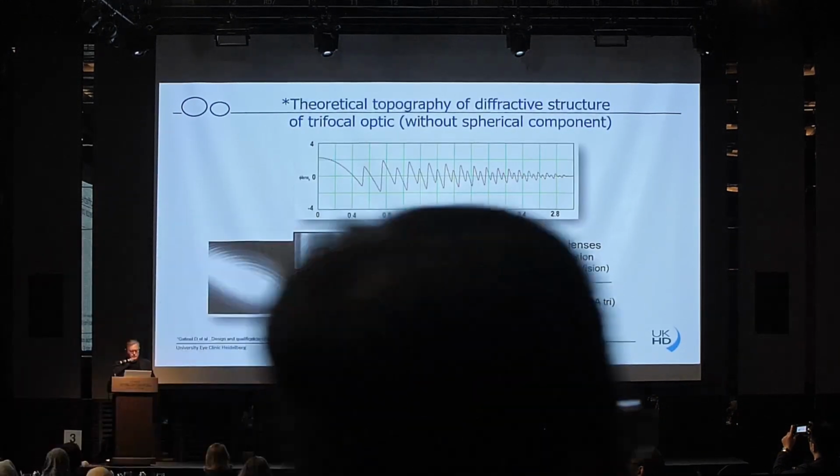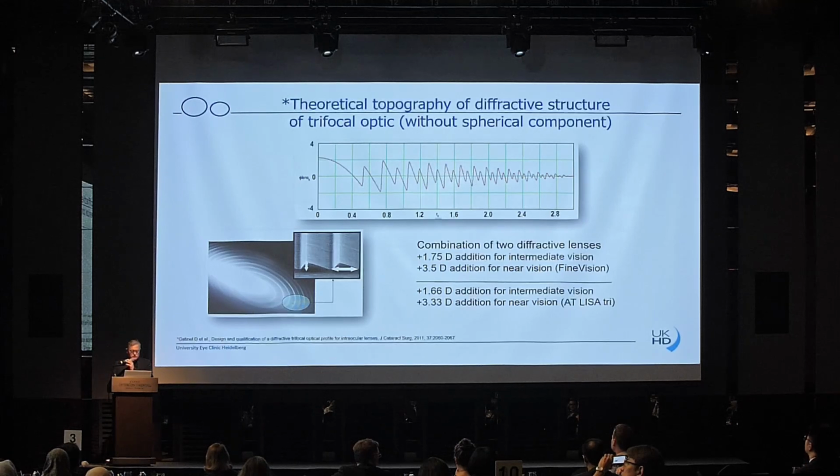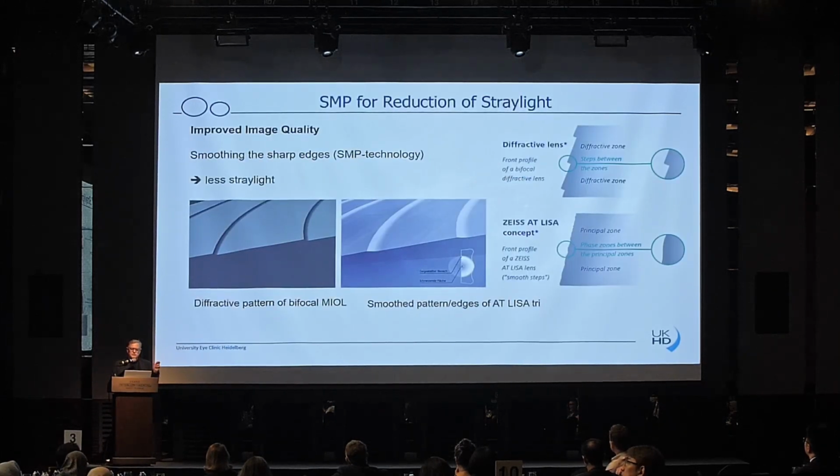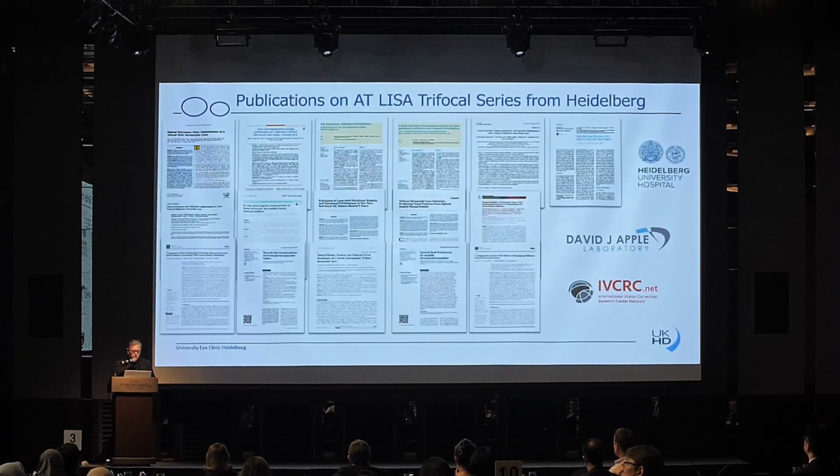Looking at the diffractive pattern and the combination of the two diffractive lenses that a trifocal is made of, the near addition and the intermediate addition, we learned that the way the diffractive profile was done is a special thing. It depends on the distance between the rings, on the height, on the steepness, and so on. There are a couple of features where you can manipulate the incoming light, for example with smoothed edges, to reduce stray light and side effects, which is quite important.